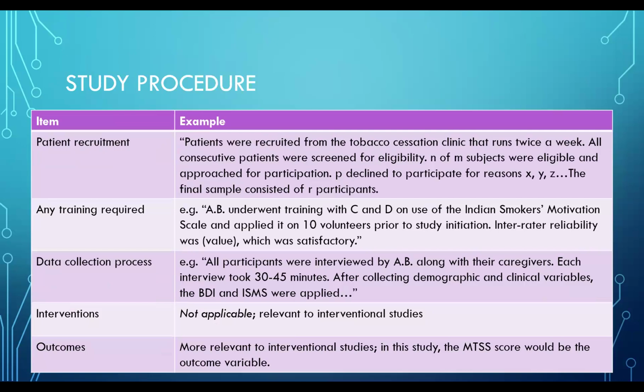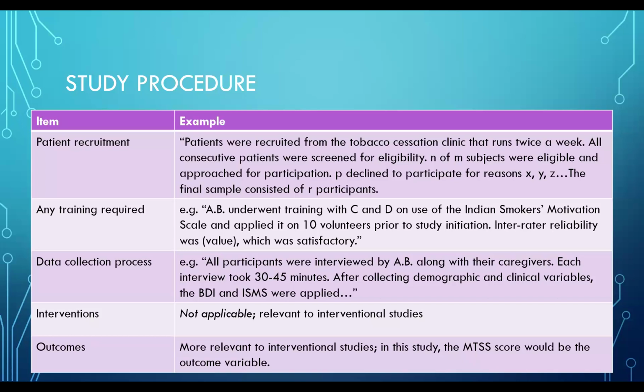The study procedure is the part that tends to be the longest one, and how we can cut that down is something that I'll be talking about a little later. So we must first talk about where we recruited patients from, how many were screened, how many were eligible, how many refused to participate or declined to participate, how many were finally in. If anybody had to undergo training, let's say, for example, you're doing neuropsychological tests, or you're testing some new rating scale, and you want the investigator to undergo training, those details should also be mentioned.